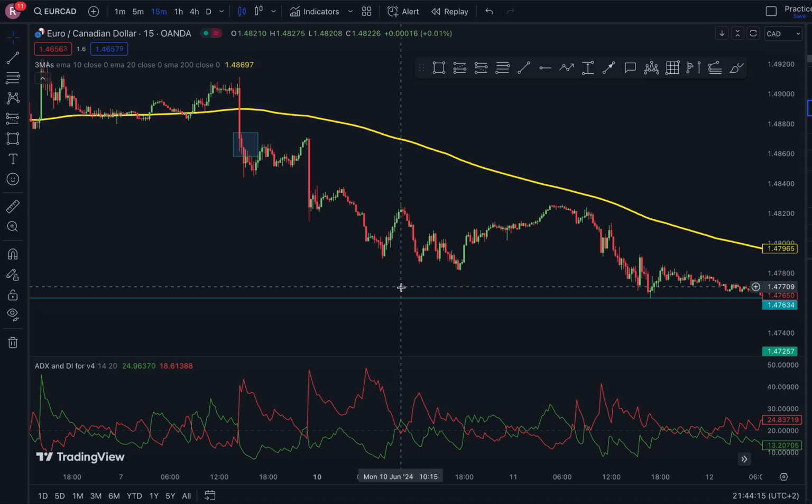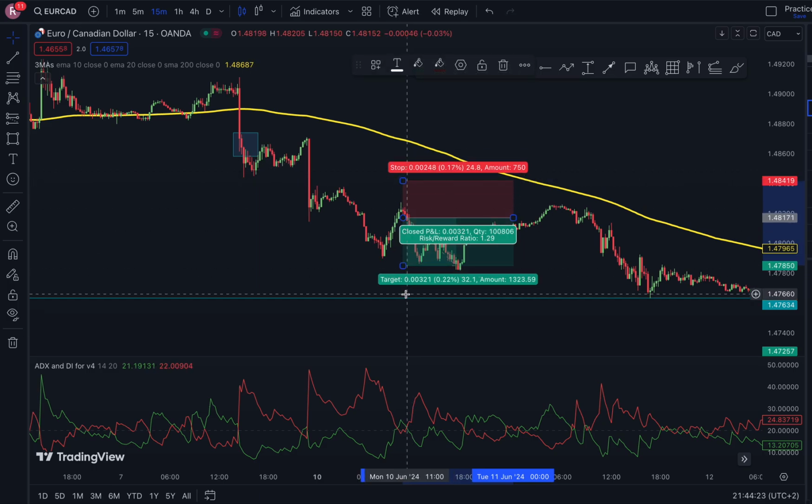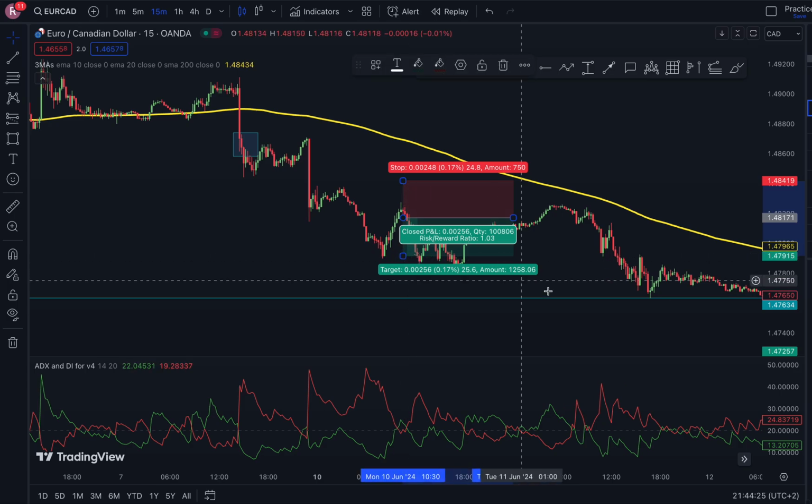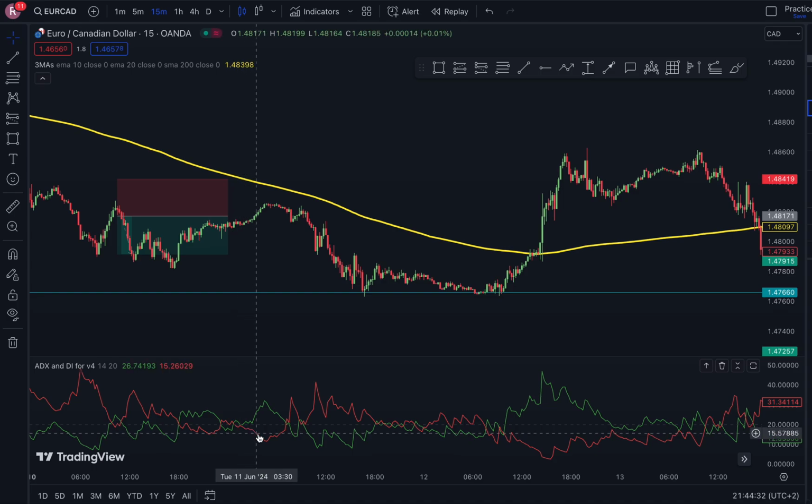Anyway, let's go. There's another crossover right here. Stop loss over this high. As such, target the lows. That's a good trade. As you can see, let's keep going. That's at night.